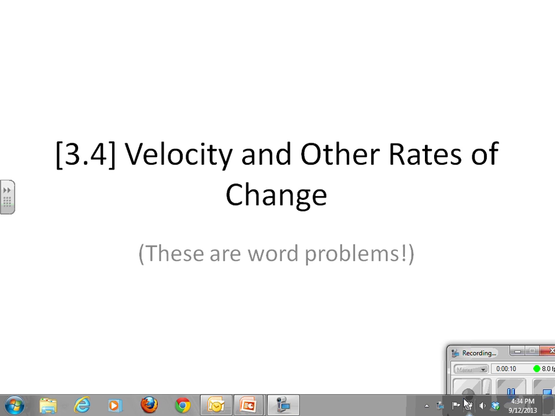We're looking in calculus at section 3.4, and this is basically word problems. Again, we're thinking of derivative as slope, but also as rate of change. In this section, we talk a lot about velocity, but there are other types of word problems as well that all have to do with a rate, something changing.